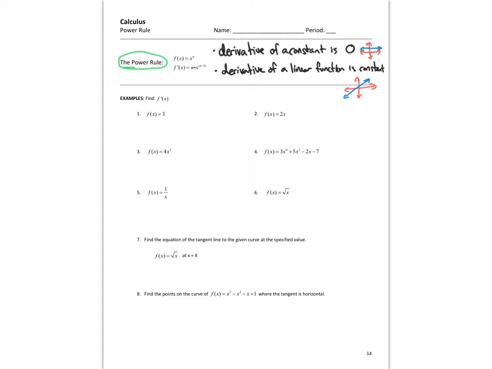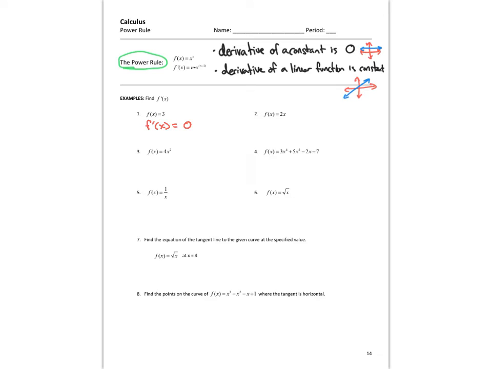All right, so let's do some examples here. Each problem says find f prime of x. That notation, remember, means the derivative. So in number 1, f prime of x equals, well, this is just a constant, 3. And the derivative of a constant is always 0. So the answer there is 0.